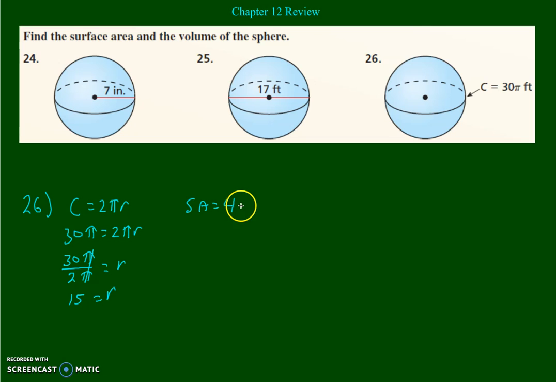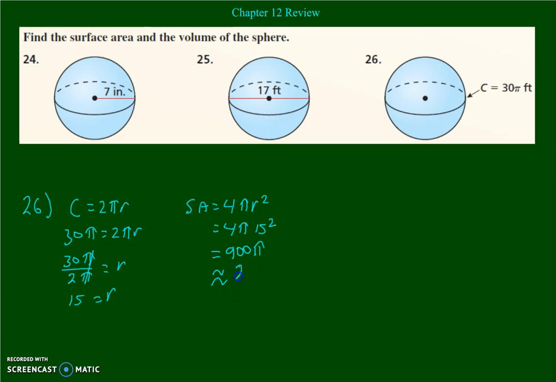Our surface area then is 4 pi r squared, 4 pi 15 squared, which gives us 900 pi, which is approximately equal to 2827.4, and that is square feet.